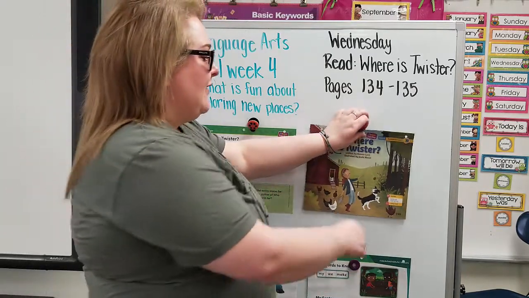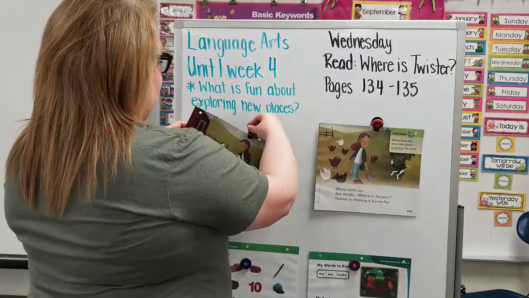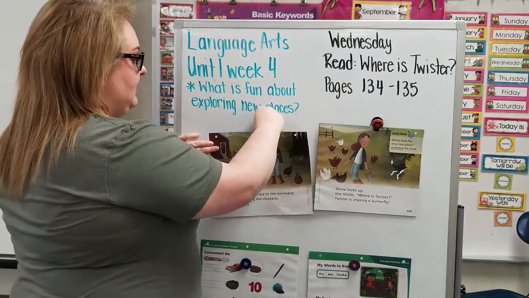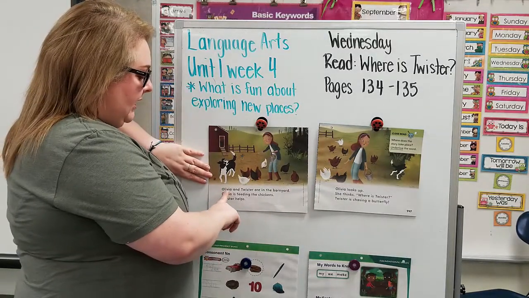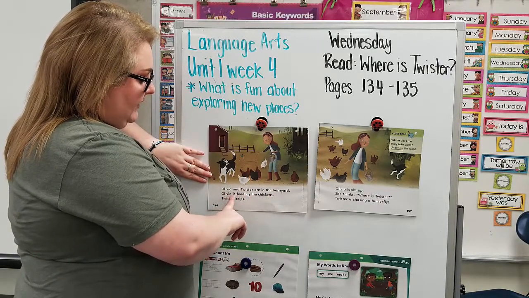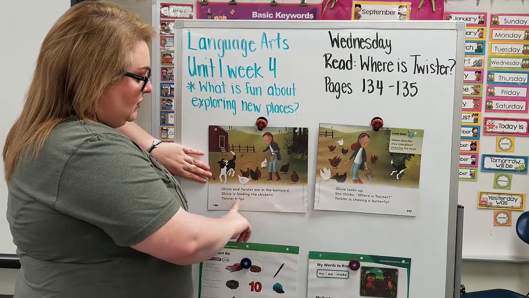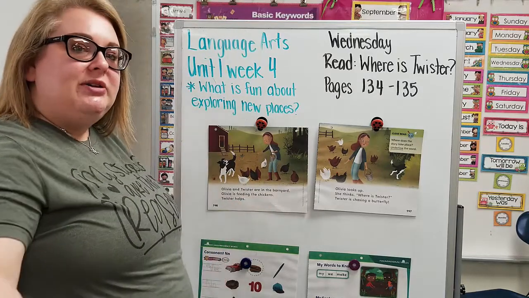Okay, let's open up to our first page and we can look a little bit closely at some of those details. And I want to make sure you are reading along with Miss Beery, pointing to each of those words as I read. Olivia and Twister are in the barnyard. Olivia is feeding the chickens. Twister helps. Okay, so the first thing I want us to do is we're going to underline, where does the story take place?